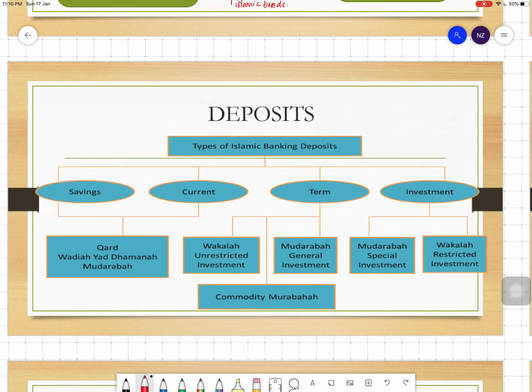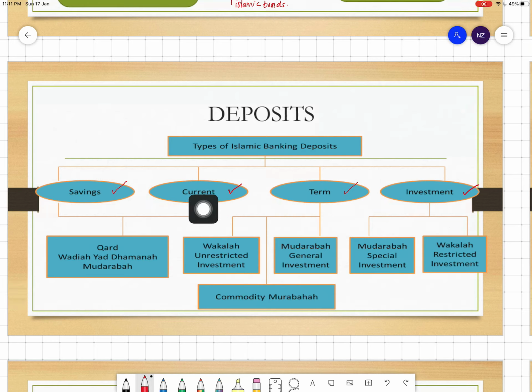But there is different types of Islamic banking deposit. Okay, one is saving deposit yang biasa kita buat dalam harian kita tu dengan bank account kita. And one is current deposit, another one is term deposit, and last one is investment deposit. And kita akan go through one by one setiap jenis deposit ni nanti, and korang juga akan belajar macam mana cara dia punya accounting treatment for each of the deposit ni nanti.